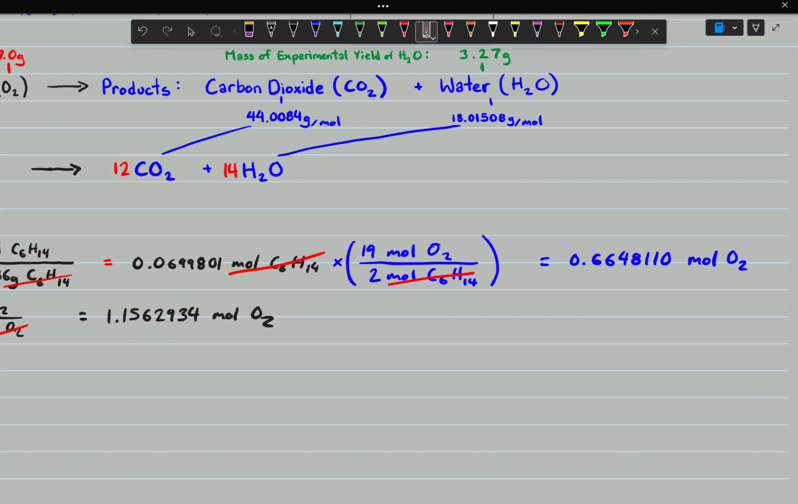As we can see, the amount of O2 used up by our initial amount of hexane is much lower than the initial amount of O2. So this means we are going to run out of hexane in this reaction. So what does that mean? That means that hexane is our limiting reagent.